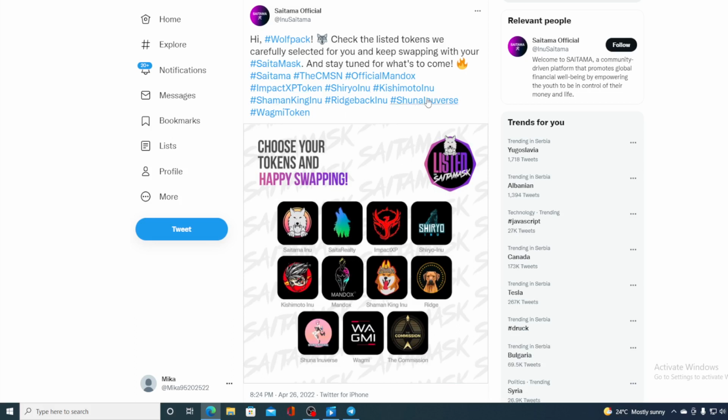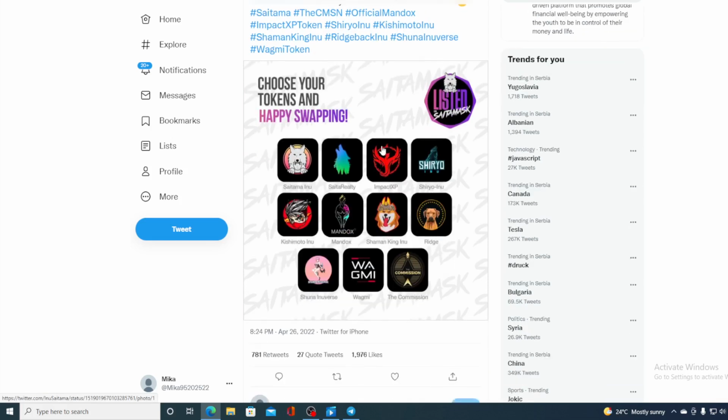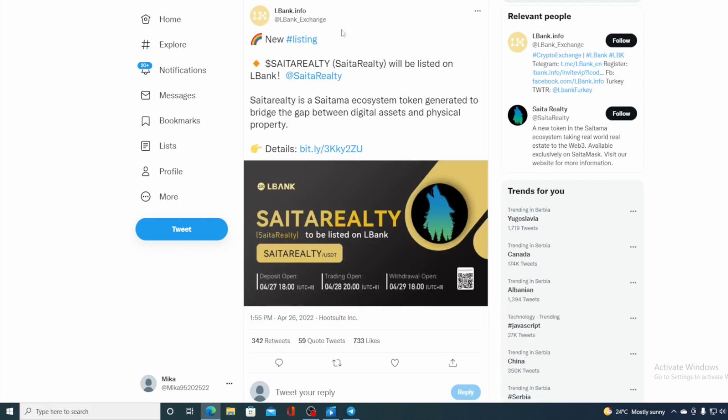This is actually a retrospective of all of the tokens and coins listed on Saitamask. Take a look at this, guys. Saitama, Saita Reality, Impact, Shirio Inu, and all of those. The last one was actually the commission. Again, with all of those projects, with all of those things in the Saitama ecosystem, the price is still not showing any signs of recovery. Now, L-Bank is going to be listing Saita Realty, but we are not here to talk about Saita Realty, guys, as I'm sure that the fans are actually slowly losing their faith in Saitama Inu token.